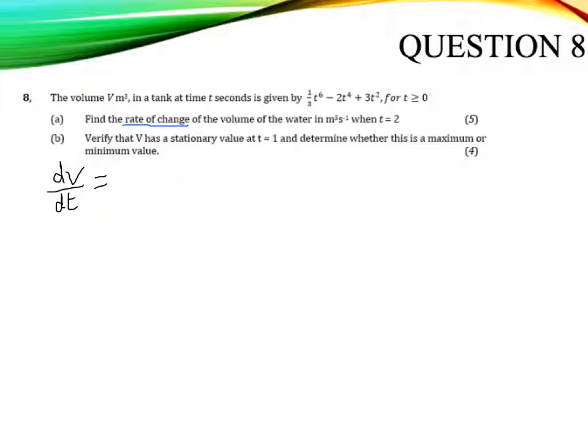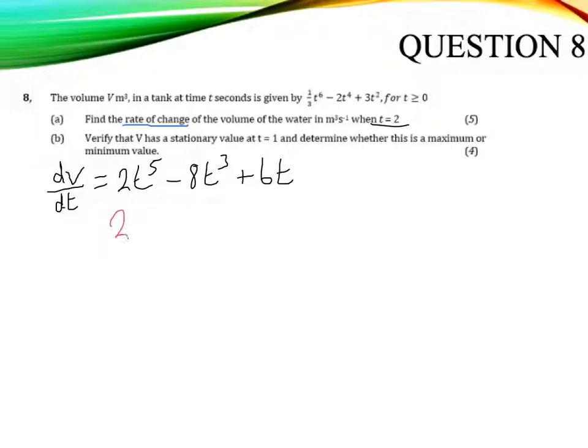Remembering that with differentiation, you multiply by the power and reduce the power by 1. So here we've got 6 over 3, which is 2t to the 5, minus 8t cubed, plus 6t. And it says find the rate of change of the volume when t is 2. I've found dV by dt, or at least a function that shows the rate of change of volume. What I now need to do is substitute 2 into here.